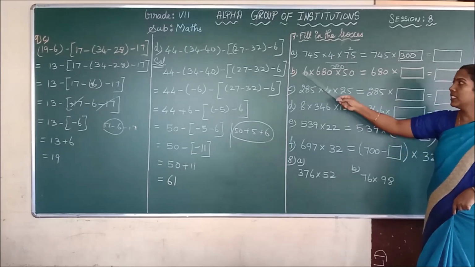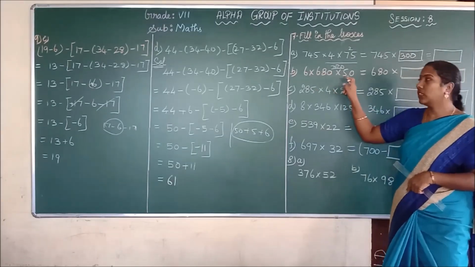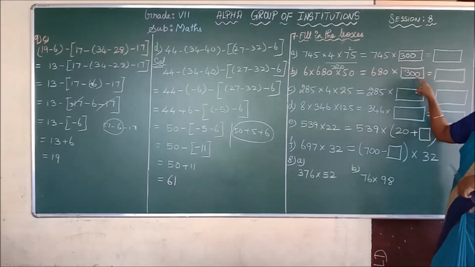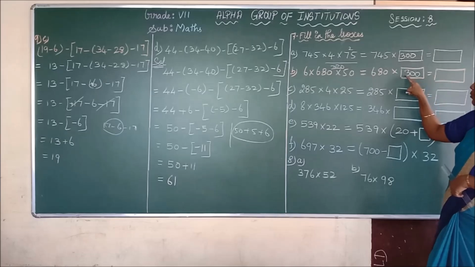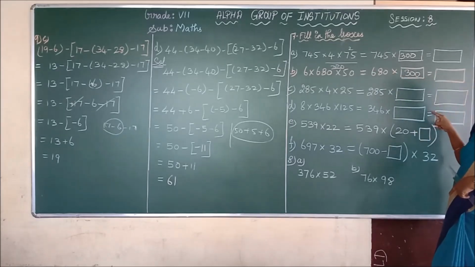Here they are multiplying 6 with 50 first. So multiply 6 with 50. 6 5s are 30. Add the 0. Thus we get 300. You have to multiply this 745 with 300 and write the answer here. Similarly, you have to multiply this 300 with 680 and write the answer here. Okay, these are your homework sums.